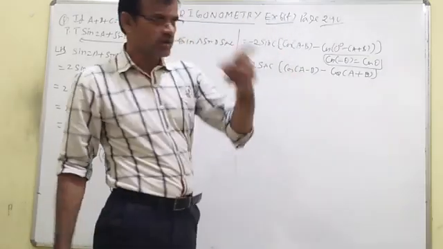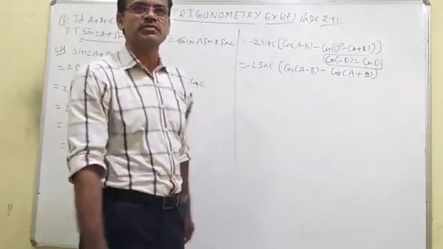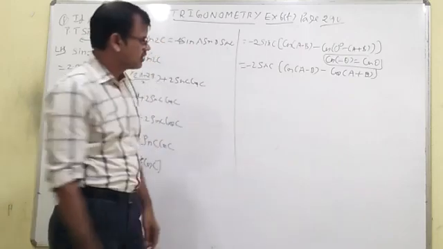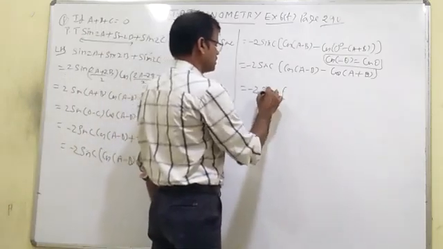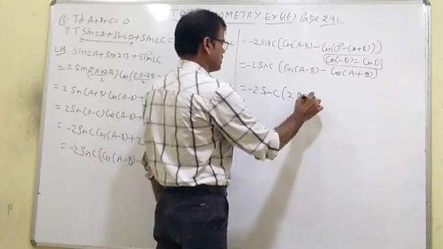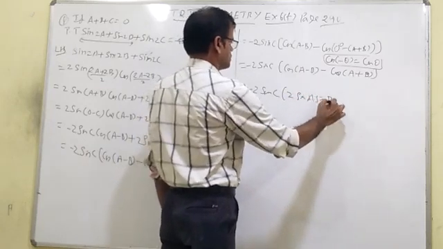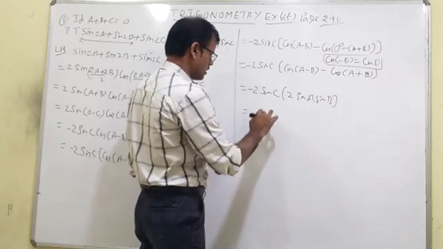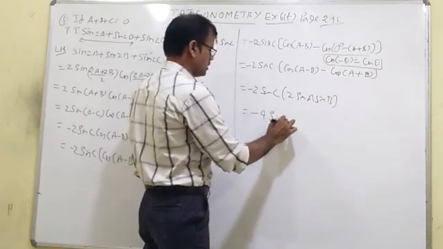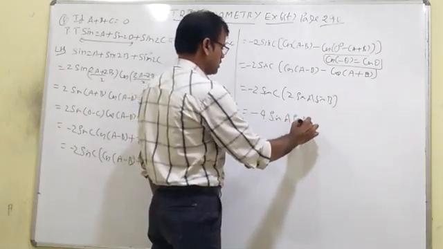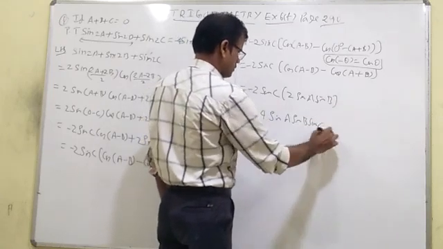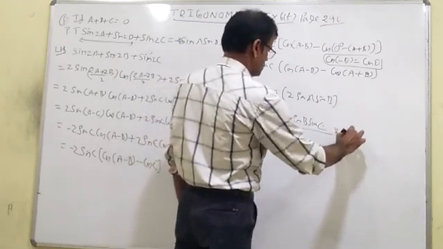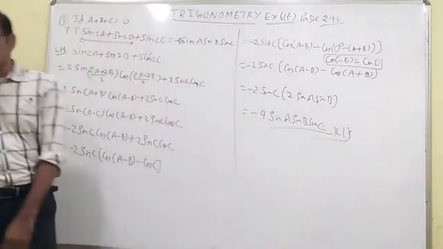Now you see the formula cos of a minus b minus cos of a plus b on page number 275. Simply write minus 2 sin c into 2 sin a sin b. This is 2 sin a sin b. So multiply and write in the order: minus 4 sin a sin b sin c. That's all. This is the RHS, minus 4 sin a sin b sin c.